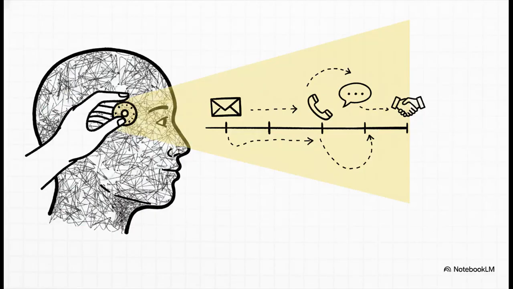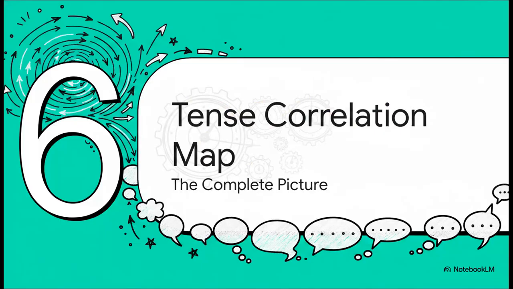So, what this all comes down to is that this isn't just about memorizing grammar rules for a test. This is a super sophisticated tool. It lets you paint a precise picture of when things happened in relation to each other, from a very specific point of view in time. All right, let's put all the pieces together and look at the big picture.